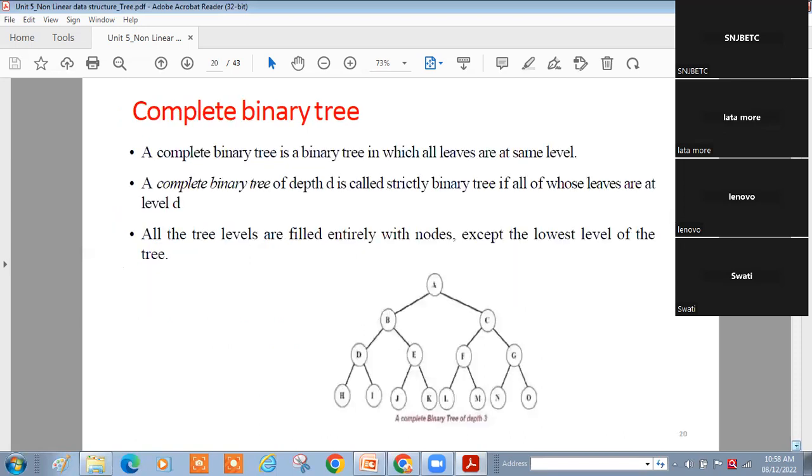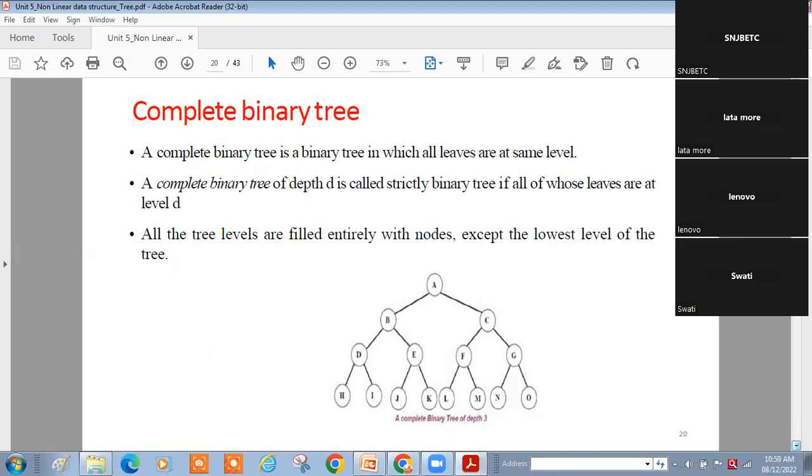Moving to complete binary tree. Observe it carefully. What do you observe from this? Yes, observe it carefully, students. For A, we have 2 children. For B, 2 children. D, 2. E, 2. F, 2. G, 2. Yes, so that is nothing but the complete binary tree. It means a binary tree in which all the leaves are at the same level.